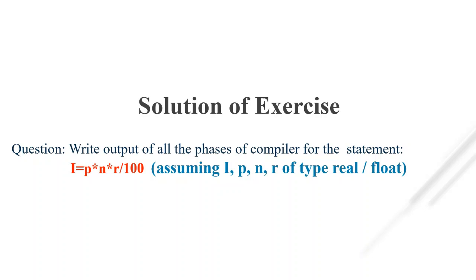Let's solve one of the two exercises which I gave you to do by yourself. Here we pass the statement which finds the simple interest, that is I equal to P into N into R by 100, through each phase of the compiler to generate the target code. Also note that here we are assuming I, P, N and R are of type float.